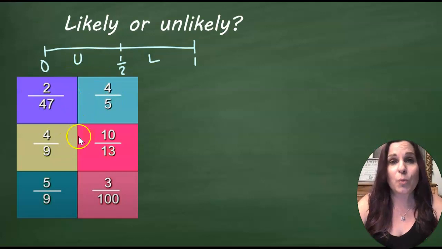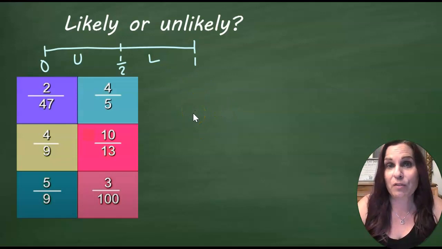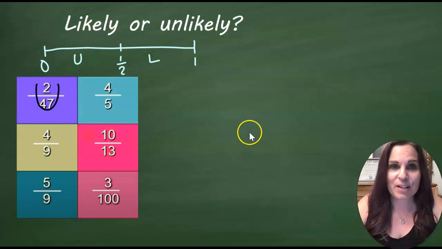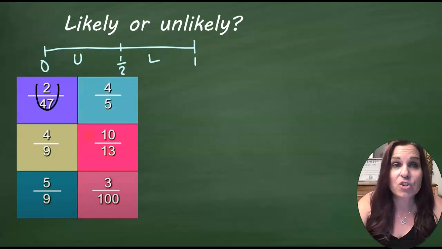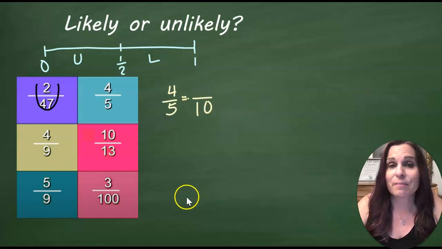Okay, so let's look at 2/47. 2 and 47 are very far away from each other. So we know that 2 out of 47 is a very small fraction. So we can, with certainty, say that this is unlikely. Okay, 4/5. I could write it as a decimal or a fraction with a denominator of 10 if I wanted to. So if I wanted to, I could take 4/5 and write it as how many tenths? Think about that for a minute.